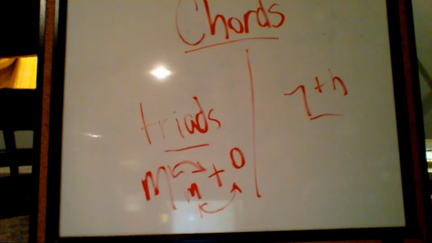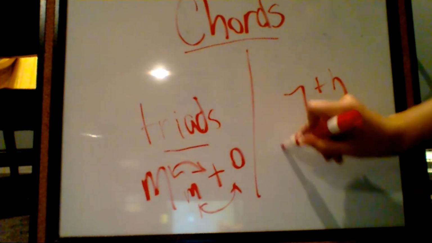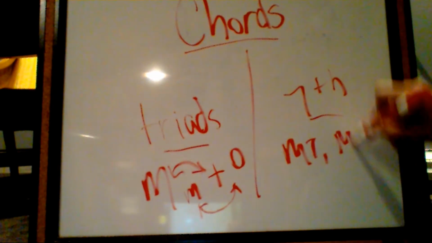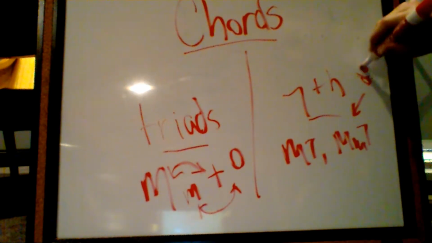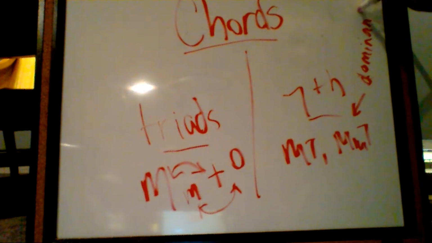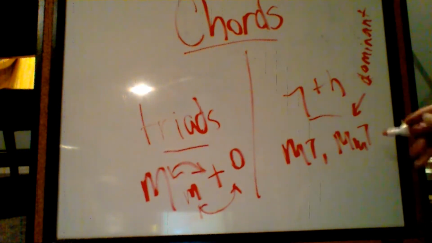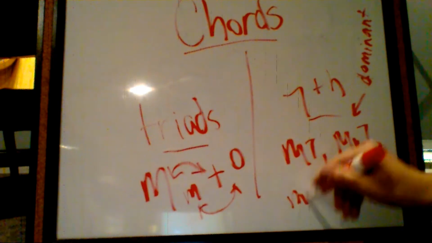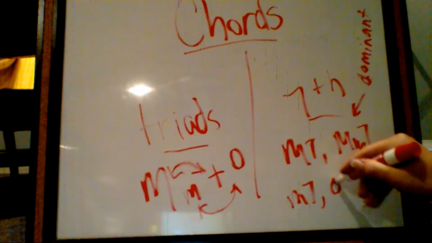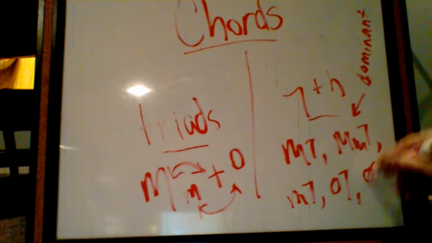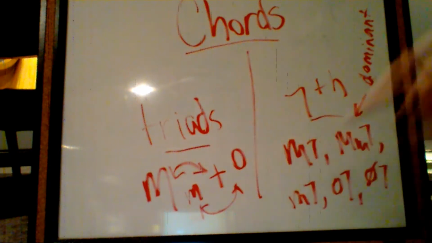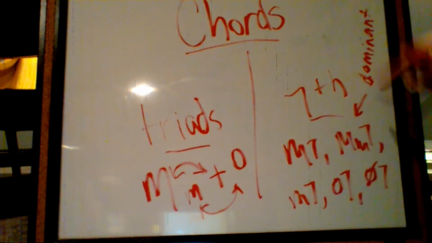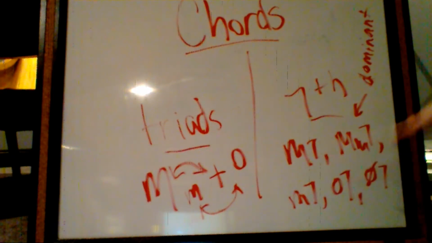For seventh chords, we're going to be talking about five different kinds. Talk about major seventh, major minor seventh, also known as the dominant. Write that up here. And also we're going to be talking about minor seventh, a diminished seventh, and a half diminished seventh. So these are all the symbols: the major, minor, augmented, diminished, major seventh, major minor seventh, also known as the dominant, minor seventh, diminished seventh, and half diminished seventh, which we are going to cover in this video.